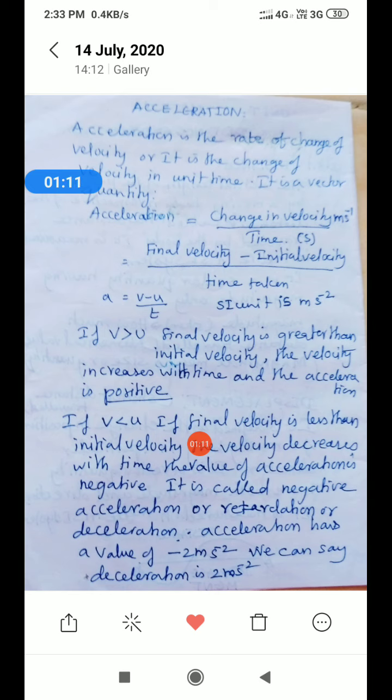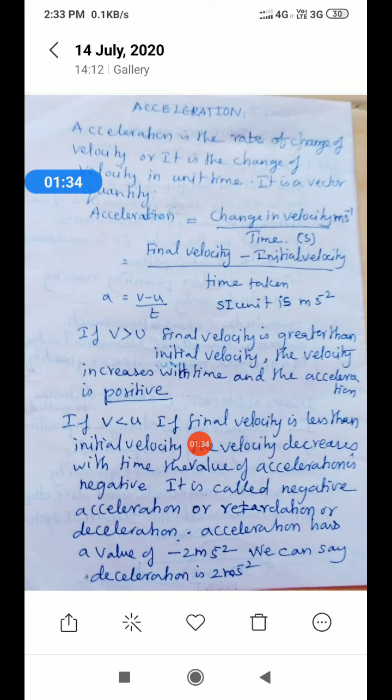If v is greater than u, that is, the final velocity is greater than the initial velocity, the velocity increases with time and the acceleration is positive. Velocity increases with the time, then acceleration is positive.